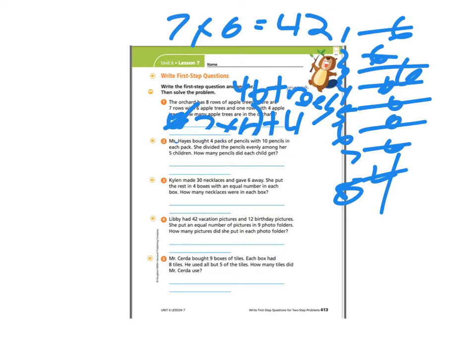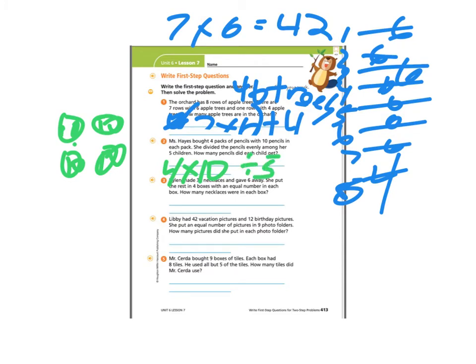All right, second one. Miss Hayes bought 4 packs of pencils. So that's an equal groups problem. 1, 2, 3, 4 packs of pencils, 10 pencils in each. She divided the pencils among her 5 children. So the first part of the problem would be 4 times 10 equals 40. And then we would divide that by 5.